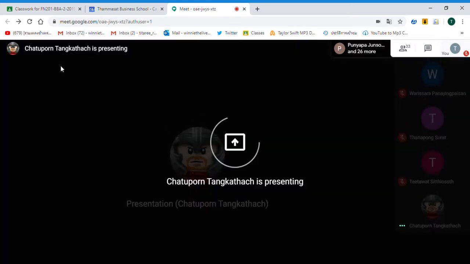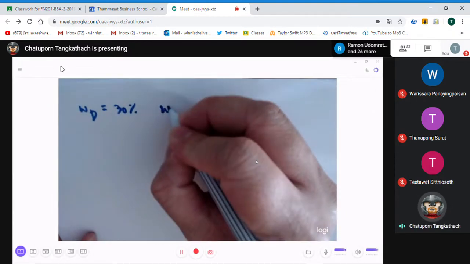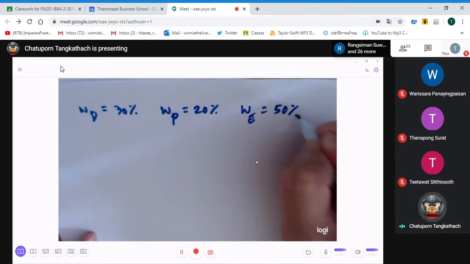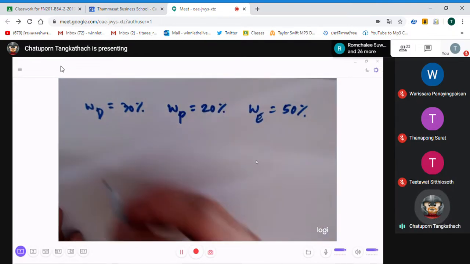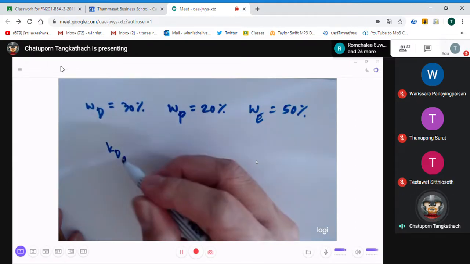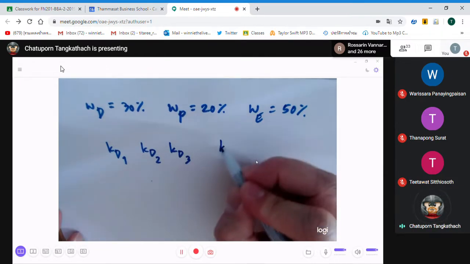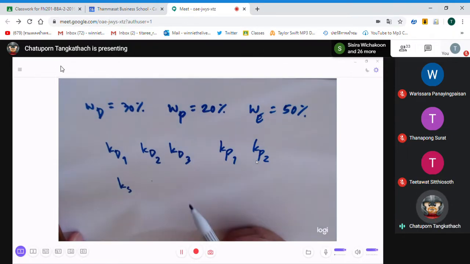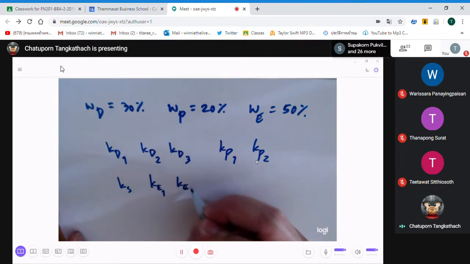Okay. Right away, the data that you have: weight of debt, which equals 30%, weight of preferred share 20%, and weight of equity 50%, okay? So you are given these 3. Now, the cost of debt that you need to calculate, there are 3 costs of debt. Then 2 costs of preferred share, and cost of common equity. Remember, KS is cost of retained earning, KE is cost of new common share. Okay, so you have that.